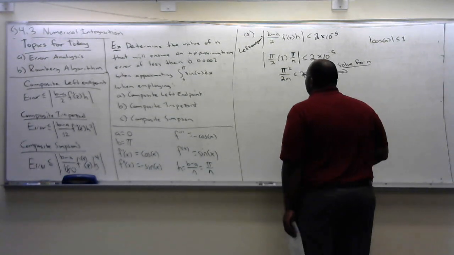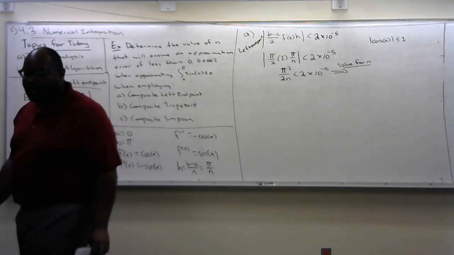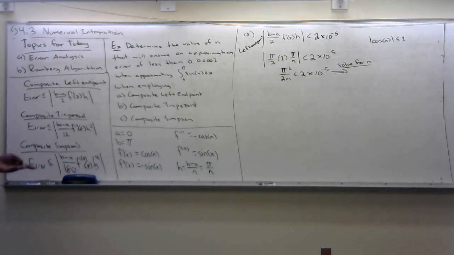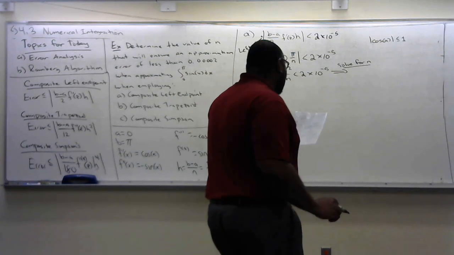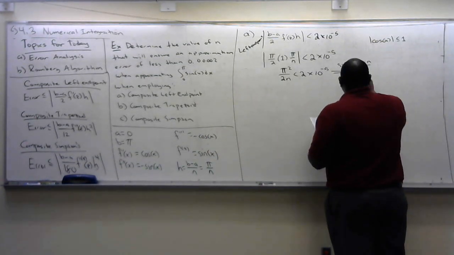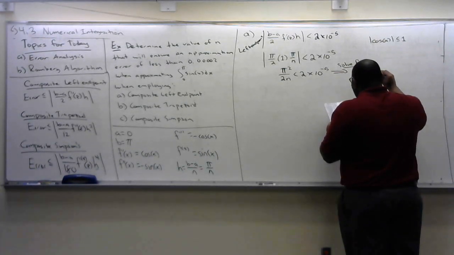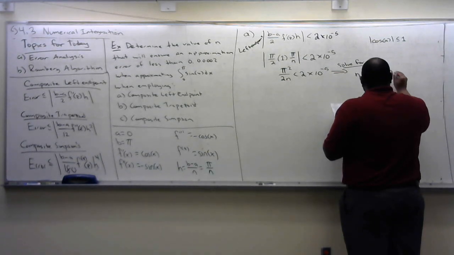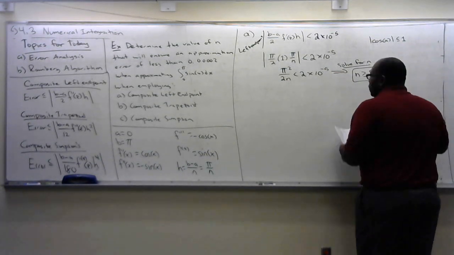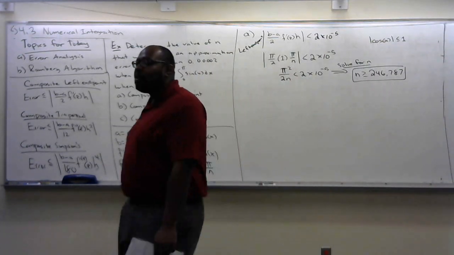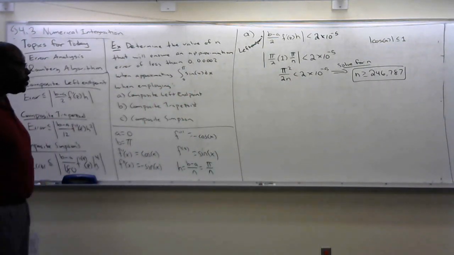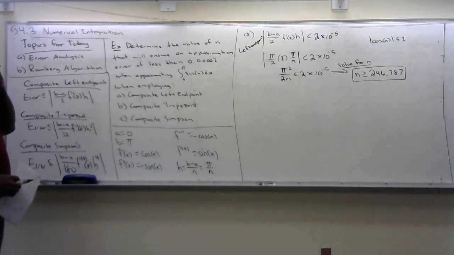This one you can actually just plug into your calculator and it'll tell you what the answer is without giving you any trouble. When I did it, I got n has to be greater than or equal to, if I did it correctly, 246,787. So I need to split it up into 246,787 subintervals to guarantee that my approximation error is less than 2 times 10 to the negative 5.